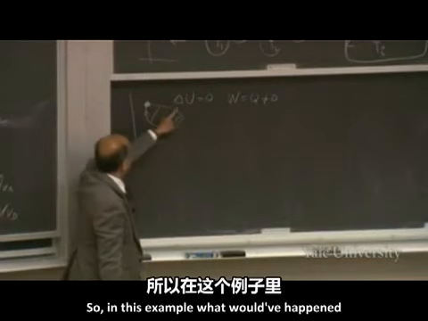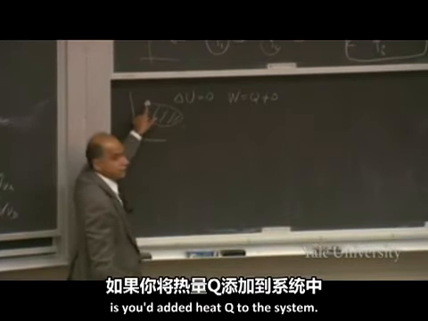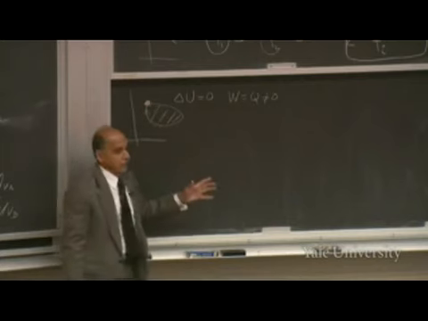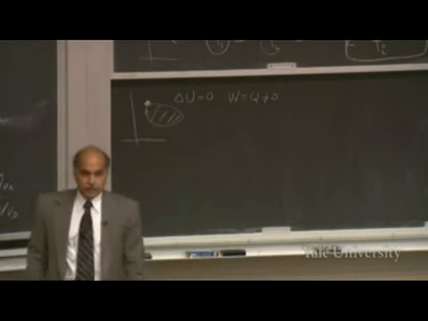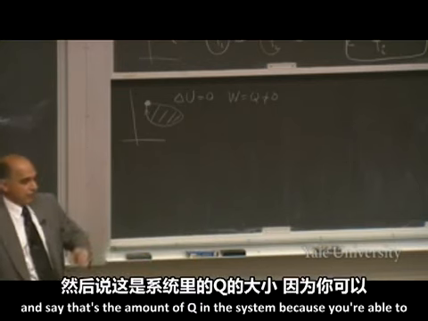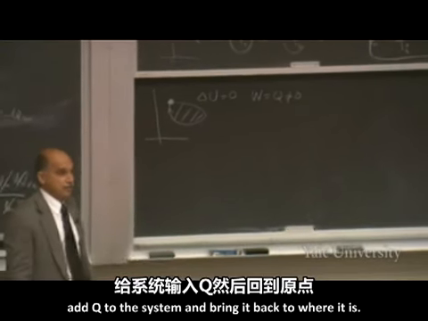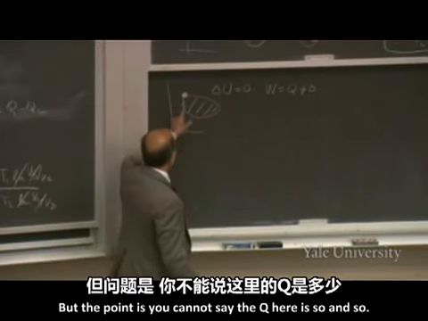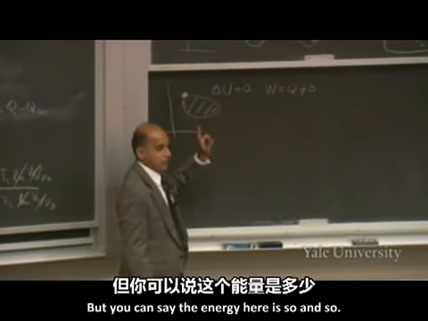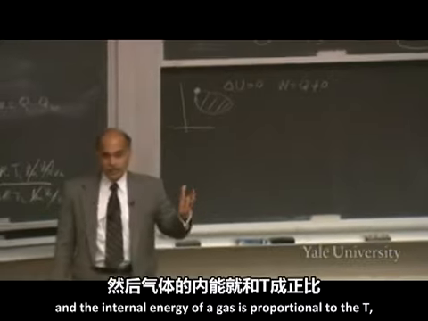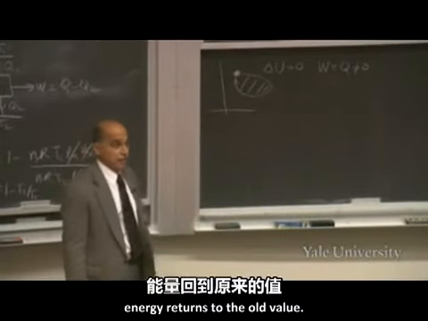So in this example, what would have happened is you would have added heat Q to the system. So if there is some notion of how much heat is there in the beginning, you got that plus the Q that you added. And yet you're back to where you are. Therefore, you cannot define something and say that's the amount of Q in the system, because you're able to add Q to the system and bring it back to where it is. What happened, of course, is you added Q and you did some work. But the point is, you cannot say the Q here is so and so, but you can say the energy here is so and so, because if you come back to the same point, PV is equal to RT, and the internal energy of a gas is proportional to T. So the energy returns the old value.